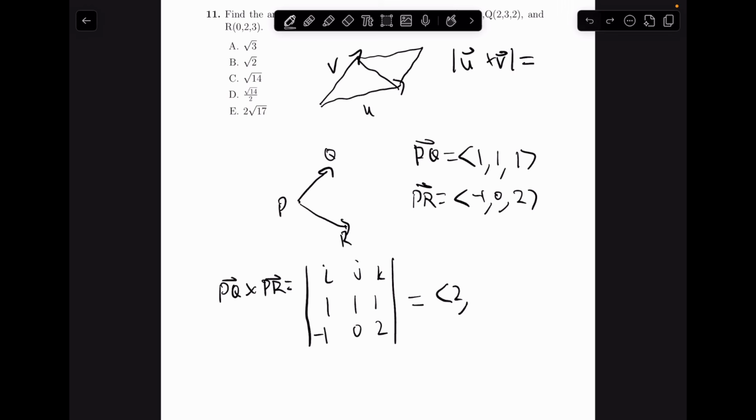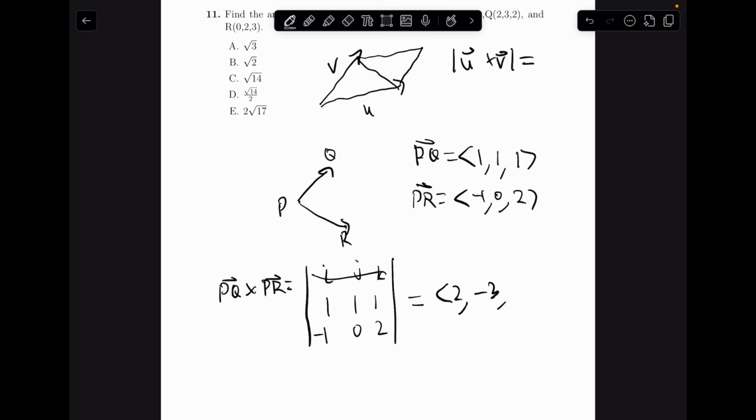So 2 times 1 is 2. And then minus -1 times 1, so that's a plus 1. So we get 3. But remember, for the j component, we have to negate it. So this is going to be a -3.